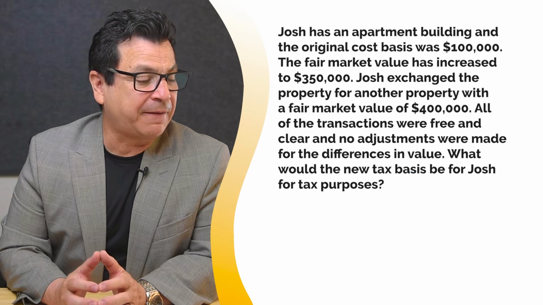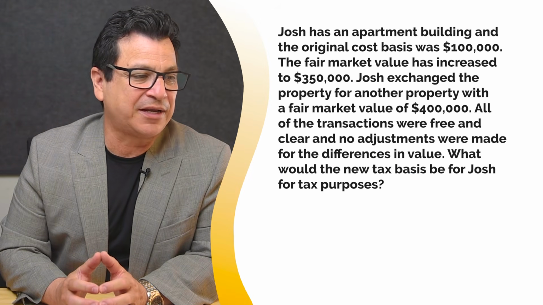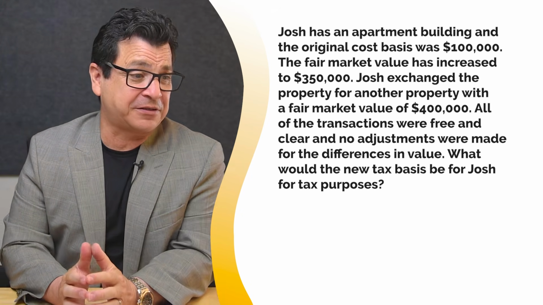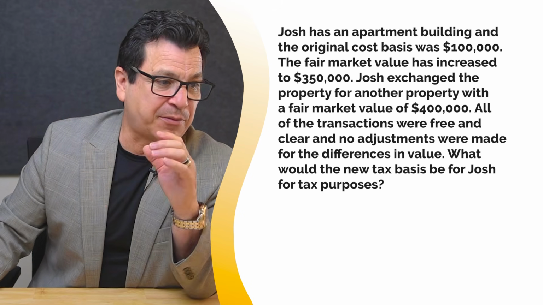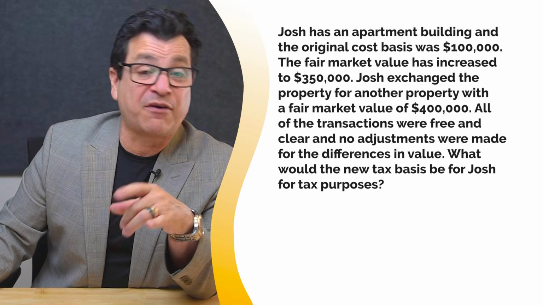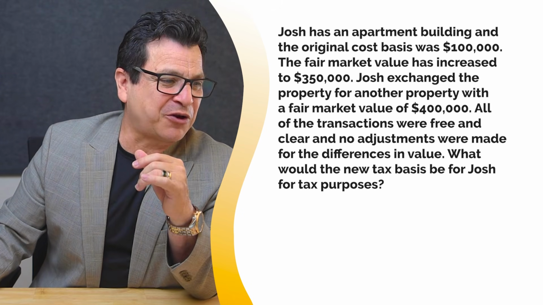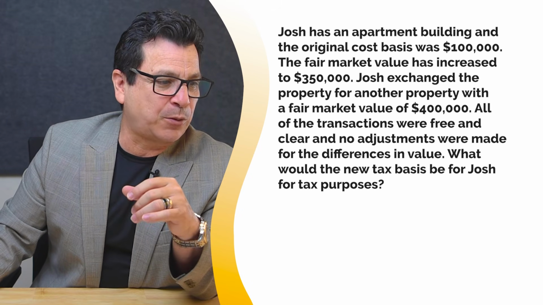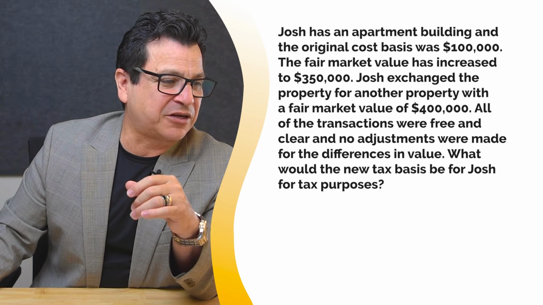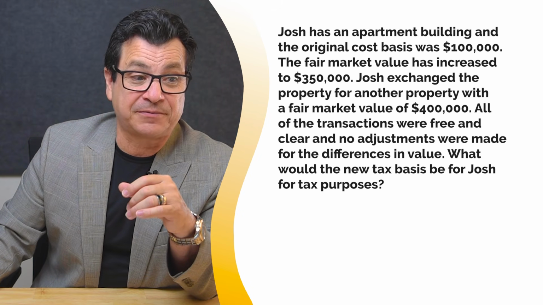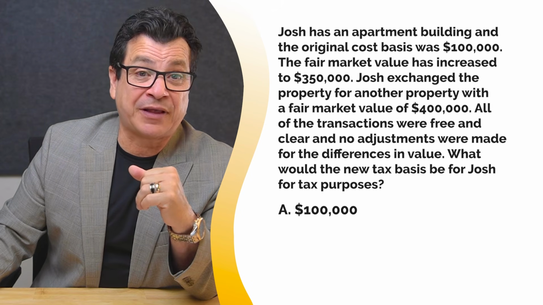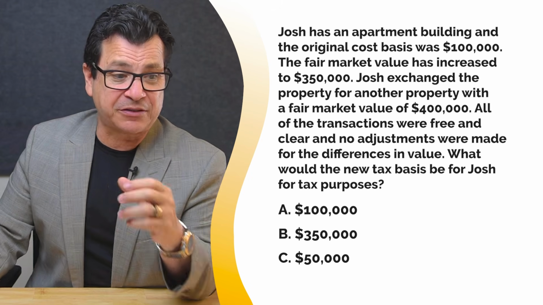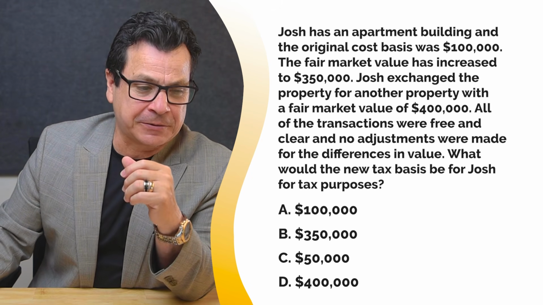Josh has an apartment building and the original cost basis was $100,000. The fair market value has increased to $350,000. Josh exchanged the property for another property with a fair market value of $400,000. All of the transactions were free and clear and no adjustments were made for the differences in value. What would the new tax basis be for Josh for tax purposes? A, $100,000, B, $350,000, C, $50,000, or D, $400,000?